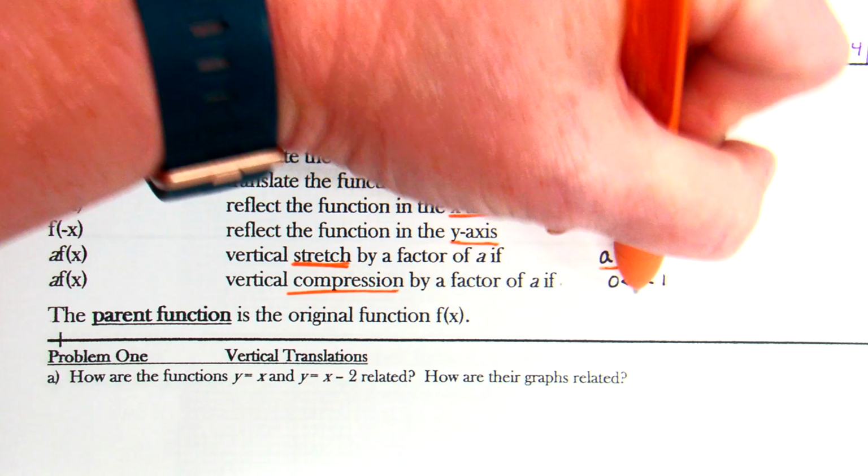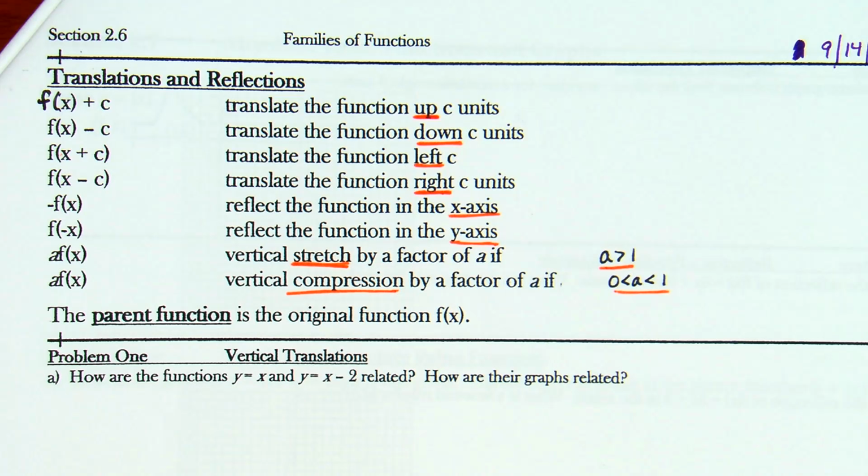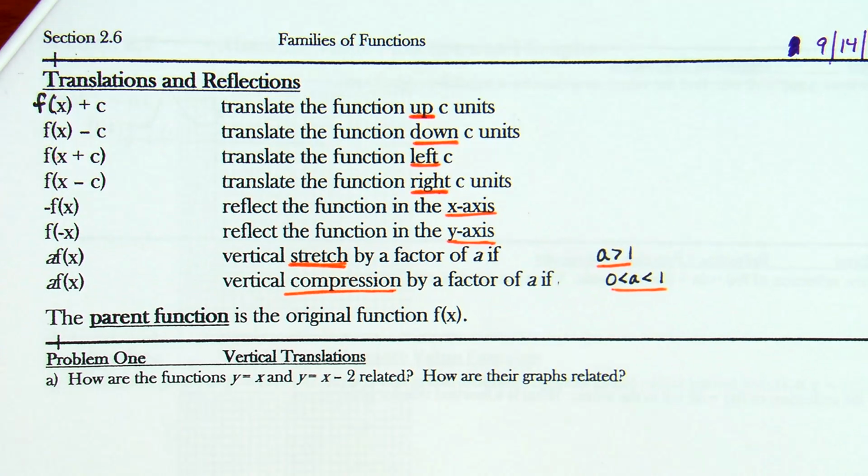Okay, so those are the different types of transformations we're using. We're learning about them today. We're going to use them in tomorrow's lesson also, when we get to lesson 2.7. Now, all of these will always be based on some parent function, some original function. In this case, we're just talking about f of x right now, but it's based on some original function.